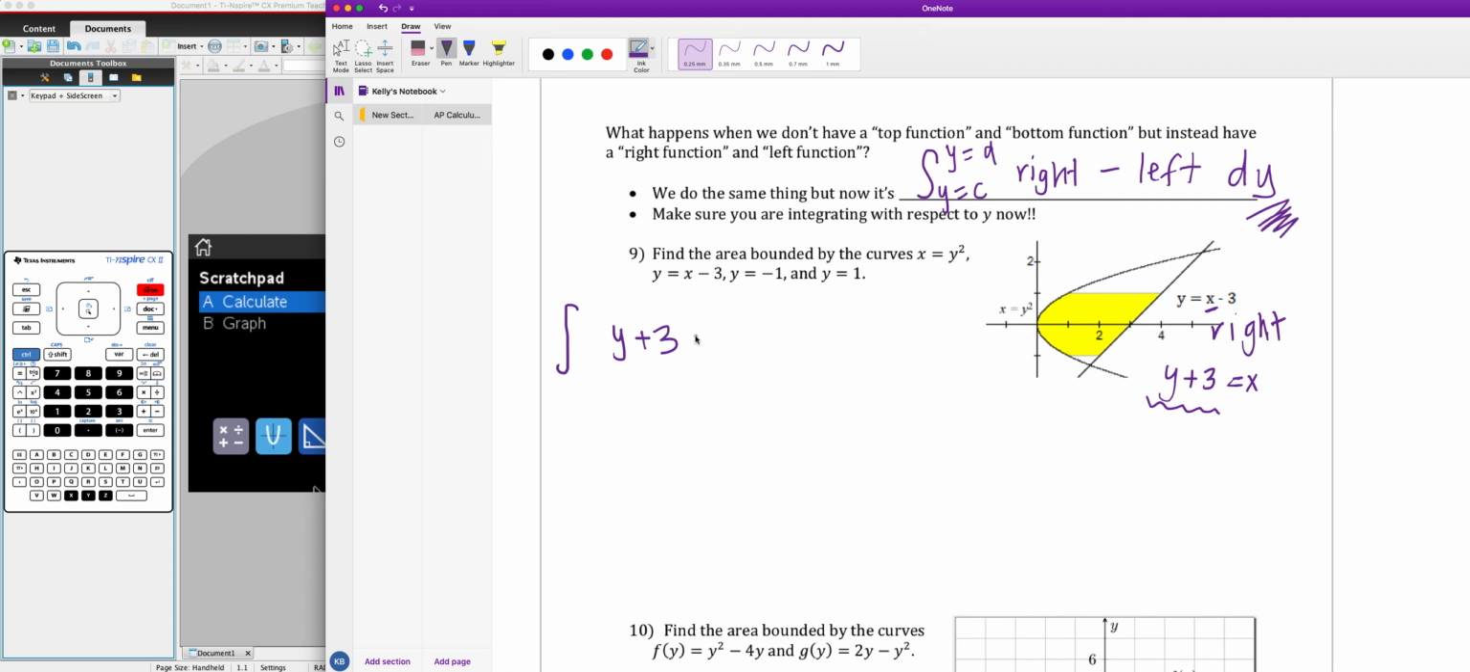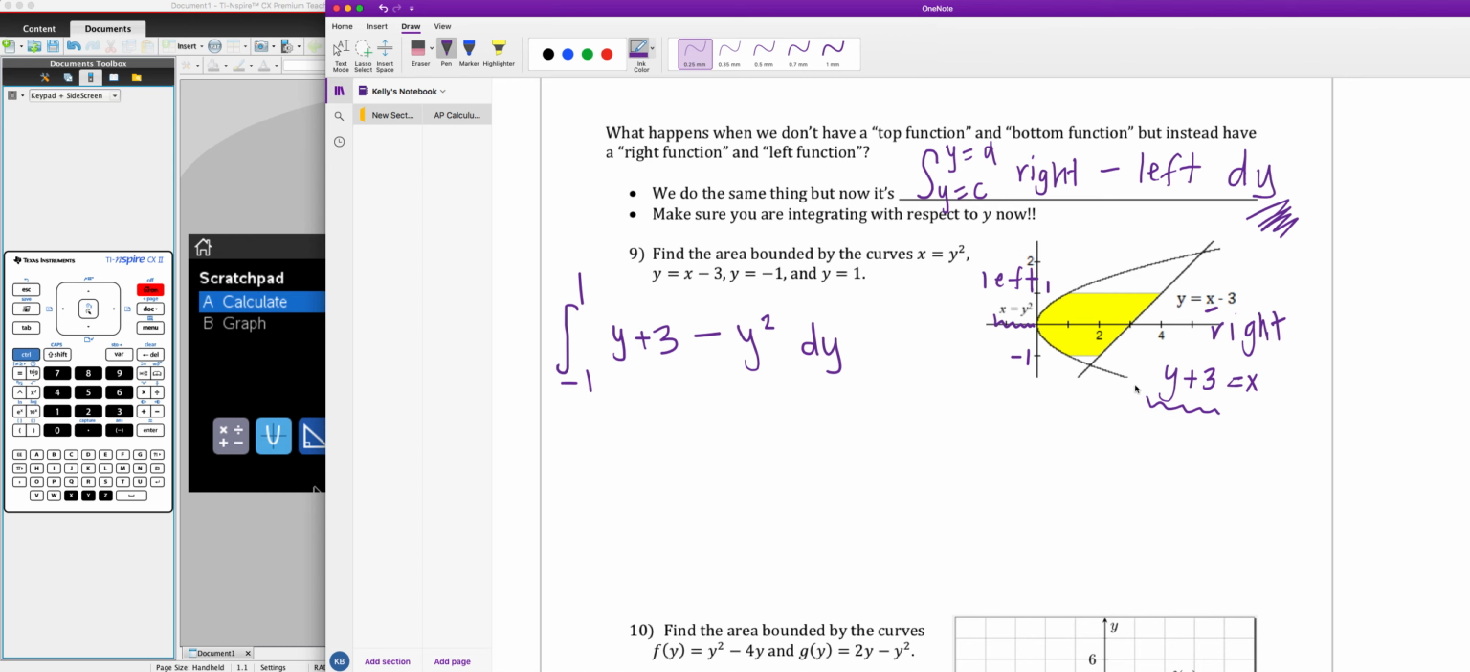Minus, now my left curve on this side over here is already set up exactly how I need it. It's already in this x equals format, so I can just sub in the y squared with respect to y. Now let's worry about our bounds. The bounds is what am I integrating on the y-axis? Well, the smallest value down here is at -1, and the largest value up here is at +1, which means my bounds are going between -1 up to +1. Similar to how when we integrated top minus bottom, we looked for vertical lines to be our bounds, now I'm looking for horizontal lines to be my bounds.